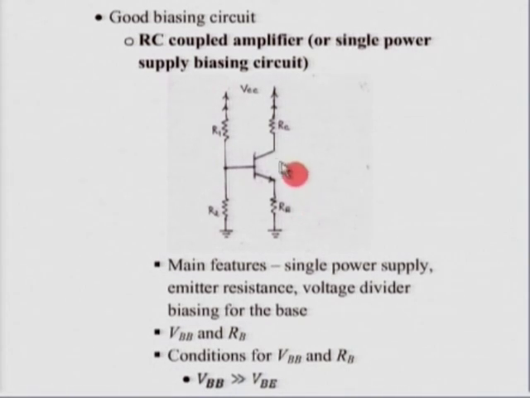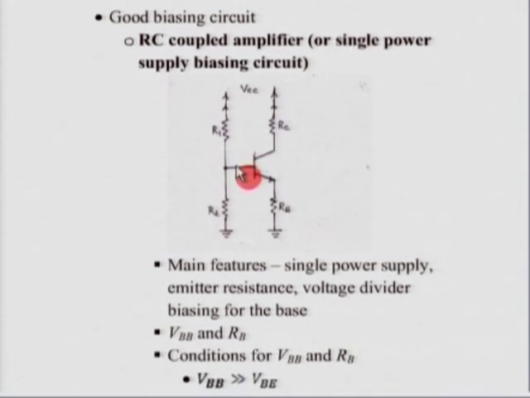Therefore, whenever there was a temperature variation, when the VB changed and when the current changed, that resulted in something like a positive feedback. In this case, if the temperature increases and if the VB value decreases and the current increases, since we have a resistance here, the emitter potential now will rise. Now, with this rise in emitter potential, the VB would now reduce.